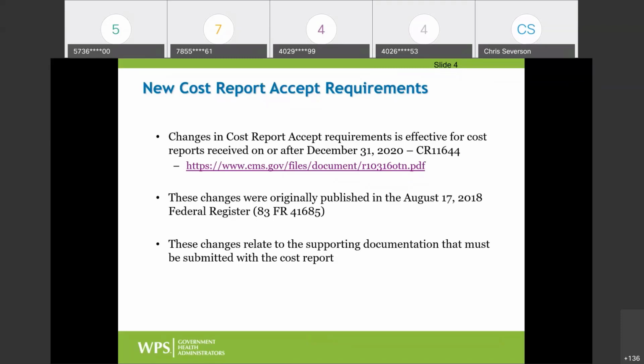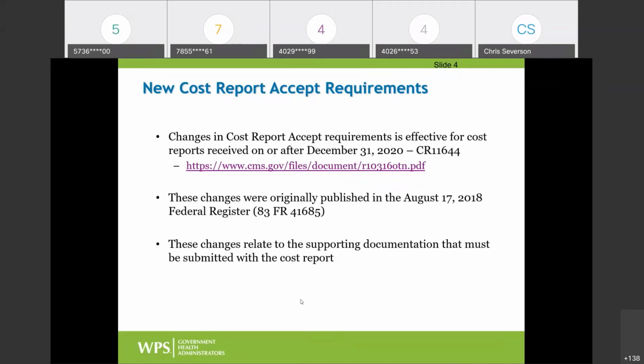I have a link to the CMS website where you can find that. You can find that in the PowerPoint attachment in your email if you'd like, or you can just search for it on the website as well. It's now effective for cost reports received on or after 12/31 of 2020. So what that means is we as MACs now have it in our acceptability checklists where we have to look for these items. Basically, these changes, if they're not met, would cause the cost report to be rejected. So, of course, nobody likes that. Just something we need to be aware of there.